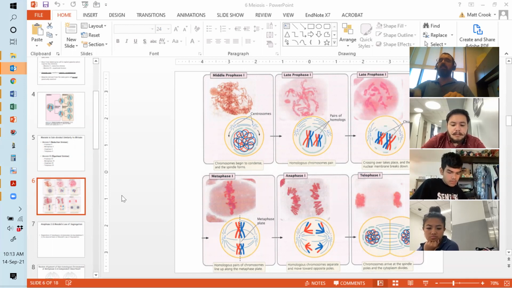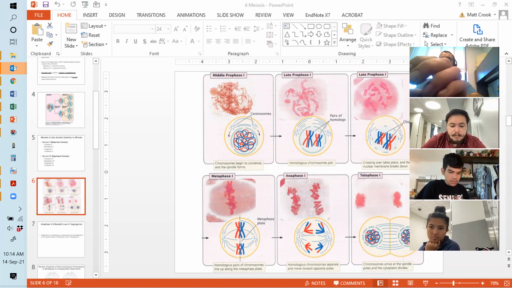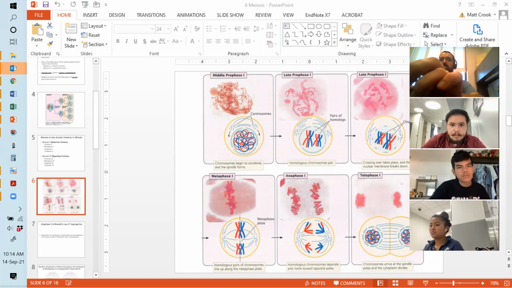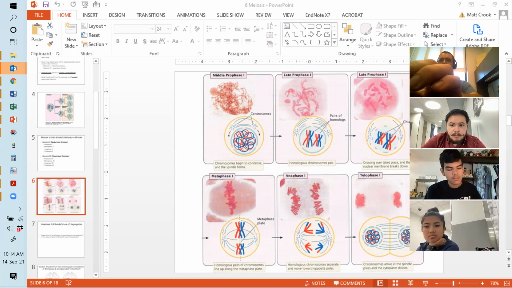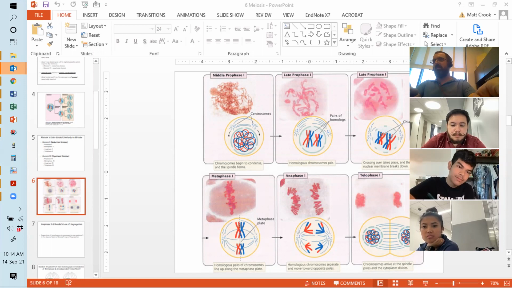So cohesin in meiosis, at least meiosis one, is protected at the center of the chromatids by another protein called shugoshin. And that is a cool word, and it means guardian spirit in Japanese. I'm not usually a big fan of funky words for genes, but this one is pretty awesome, right?